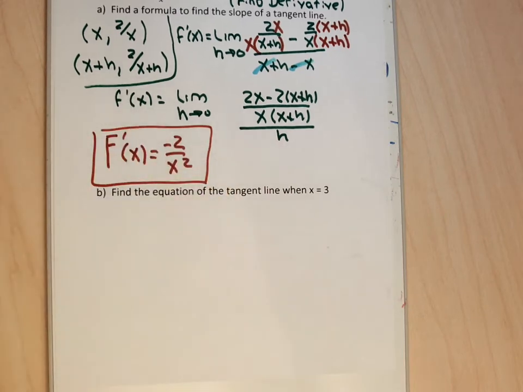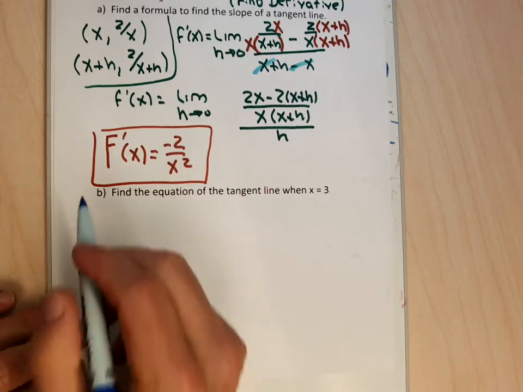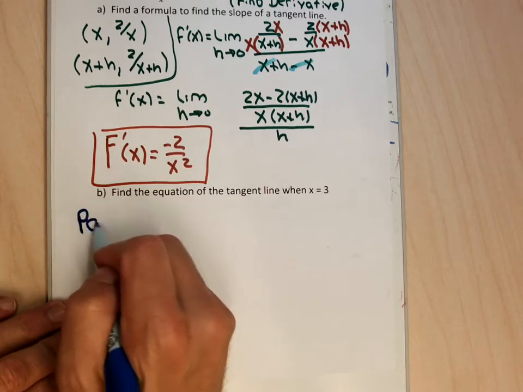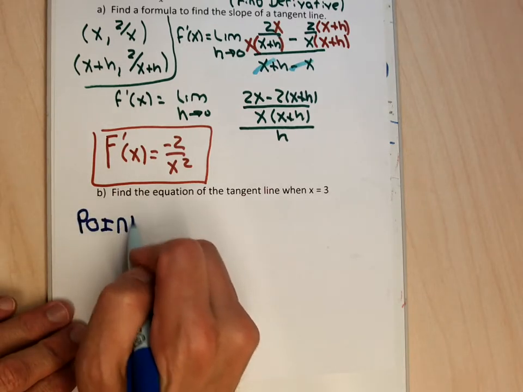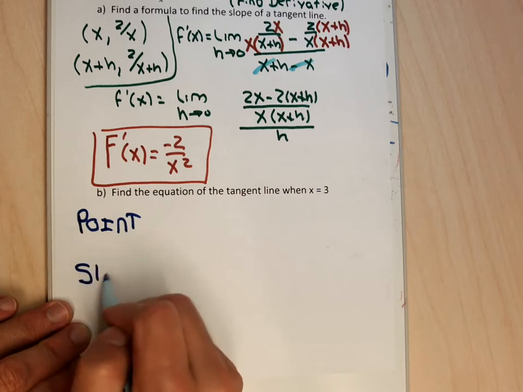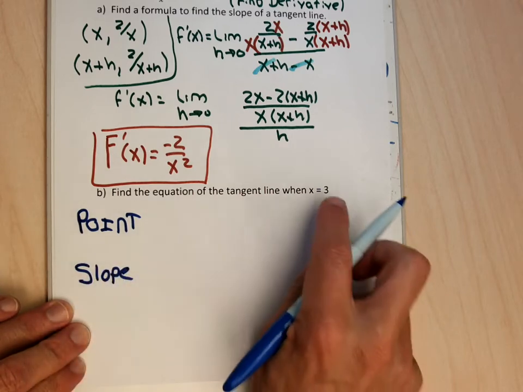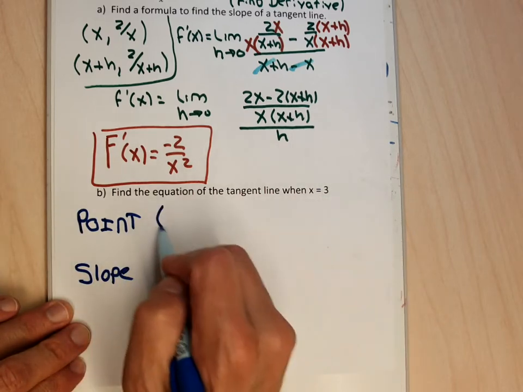So done with a chunk of algebra. That's the worst algebra on the whole test. And I have a derivative. The next part, part B, wants me to find an equation for a tangent line. And to find an equation for any line, I need a point and I need a slope. And the only thing I have is the x-coordinate of a point.